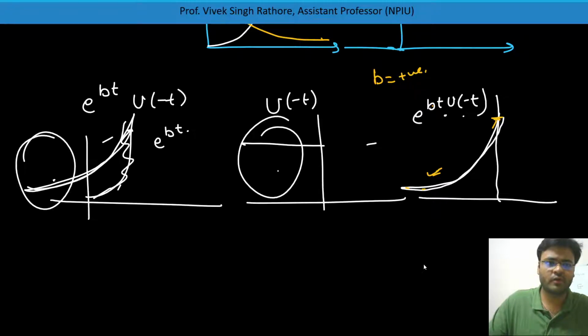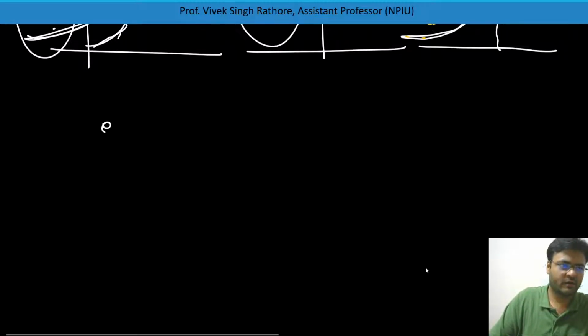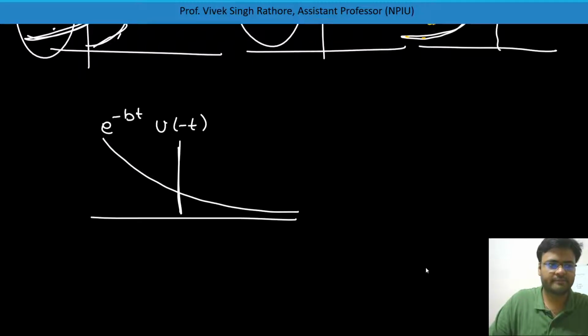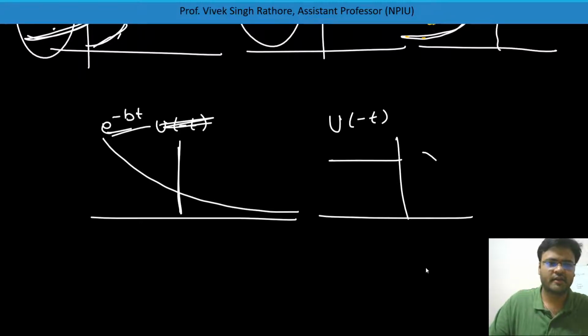But if you take b is equal to negative, what will happen? See, for b negative, e to the power minus bt u(-t), how will it be plotted? See, e to the power minus bt will be like this. And for u(-t) it is u of minus t. If we multiply both signals, what will we get? Only this value will stay.